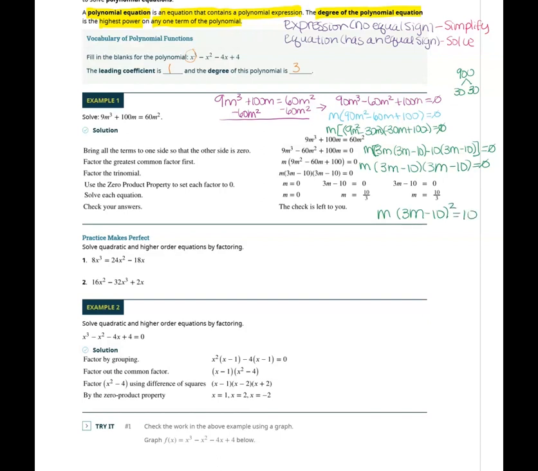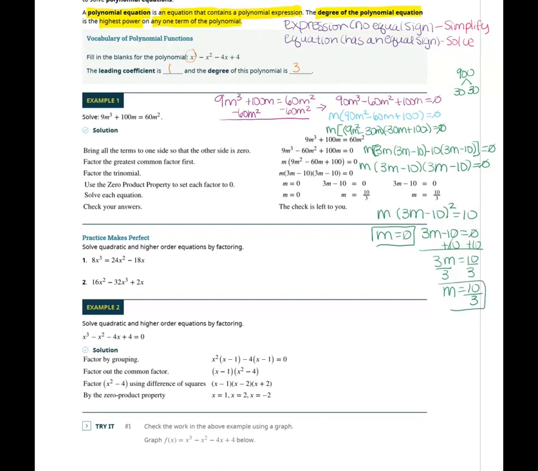So these are our two factors, and we can now set them each equal to 0 and solve. This one's already solved all the way, because it says to solve, so that one's solved. Now we can add 10 to both sides. These cancel, so 3m equals 10. Now we divide both sides by 3, and m equals 10/3.